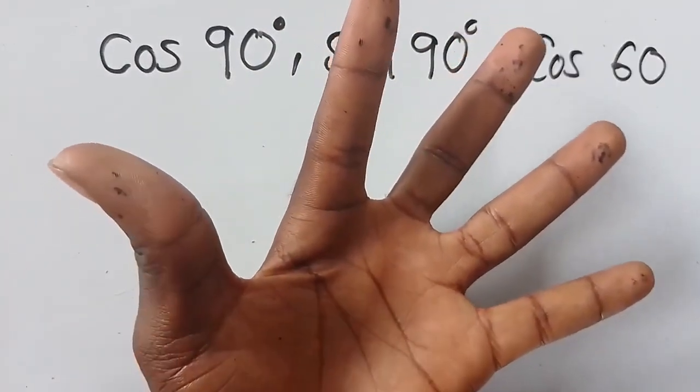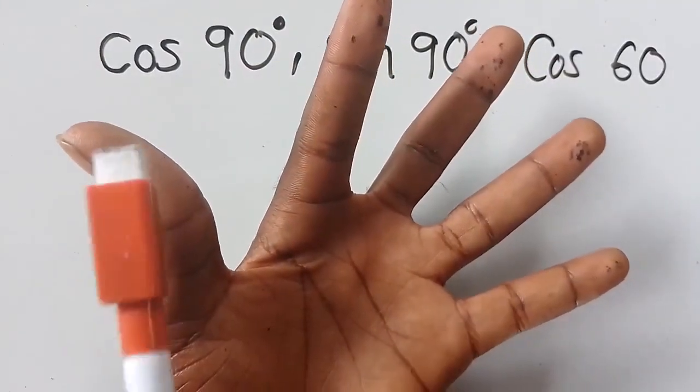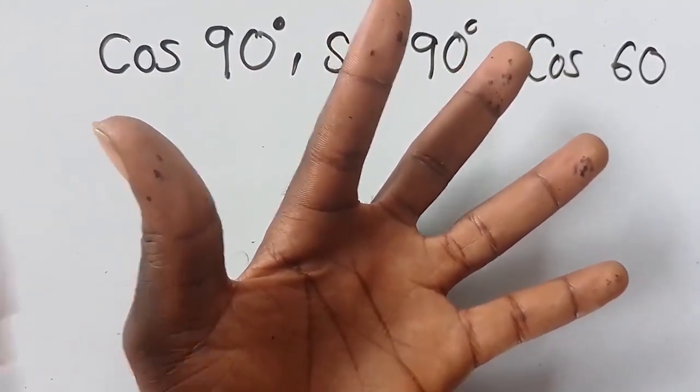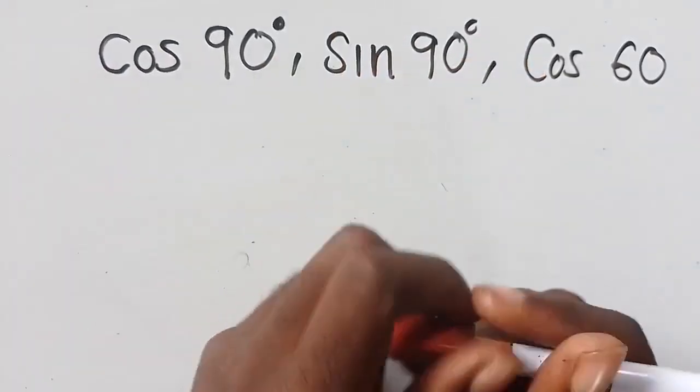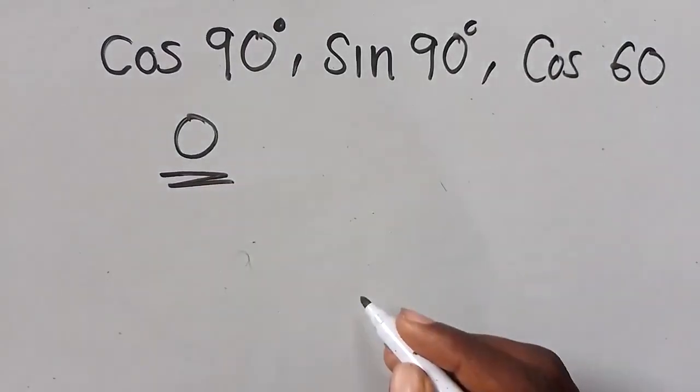Cos, you need to be going this side. So here, this is 90. Do we have anything here? No, there is 0. That's why we say cos 90 is what? 0. So that is 0.